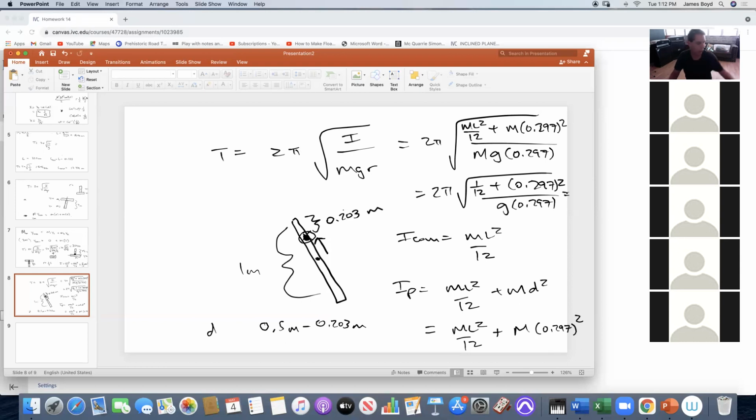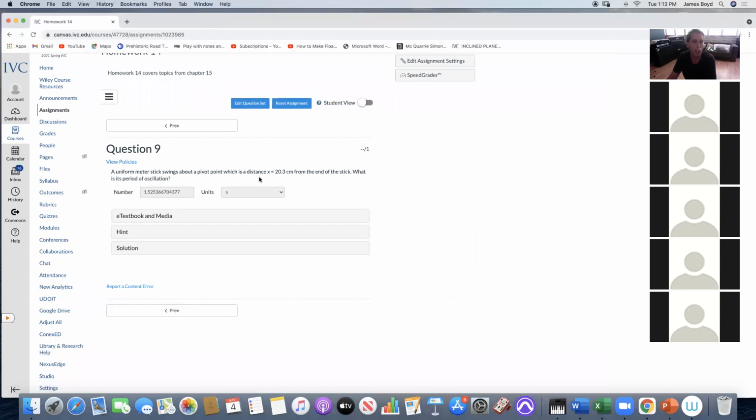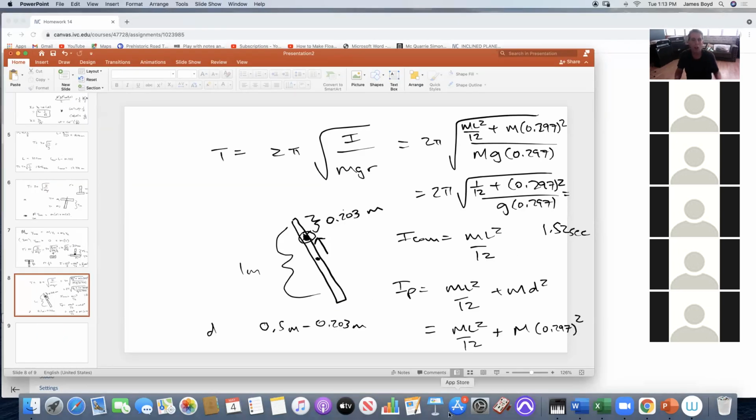Let's make sure we're right. So 1/12 plus 0.297 times 0.297. Divide that whole thing by 9.8 times 0.297. And I get 0.0588. Take the square root of that answer, multiply by 2 and by pi, and I get 1.52 seconds, 1.5366.